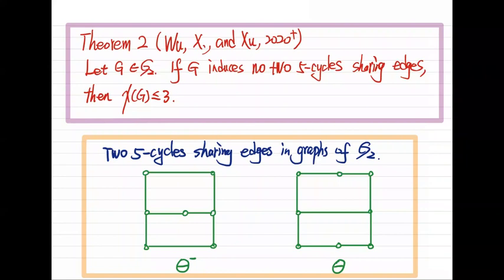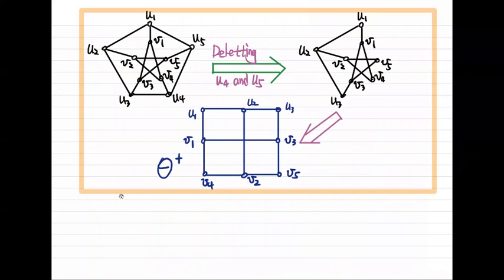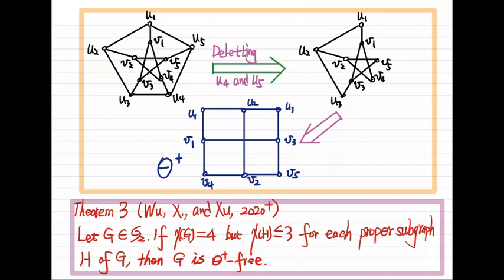Here is another configuration, theta plus. The configuration theta plus is obtained from the Petersen graph by removing two adjacent vertices. And we prove that if the family G_2 is not three colorable, then it must have some four chromatic graph. Let G be a minimally four chromatic graph in G_2. That is, G is four chromatic, but every proper induced subgraph of G is three colorable. We show that G cannot induce theta plus.